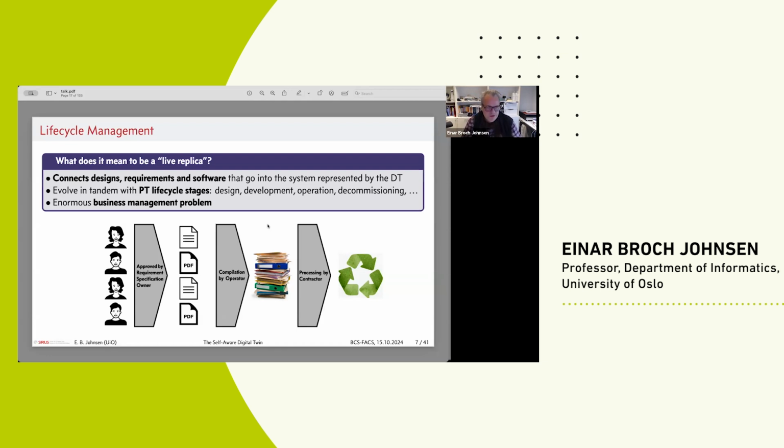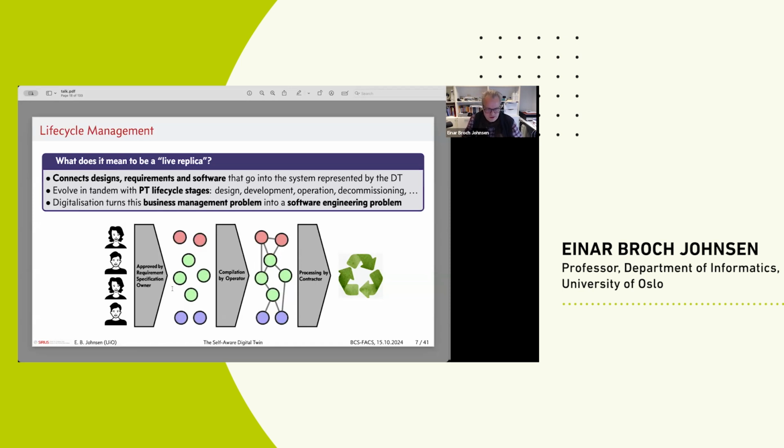Today, this is an enormous business management problem. So there are these stacks of documents that need to be organized. And there's a big push now in industry to move into a digital world where this information is digitalized and related to each other. So this process of digitalization turns this business management problem into a software engineering problem.